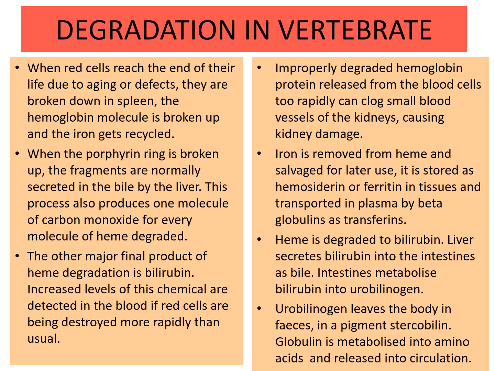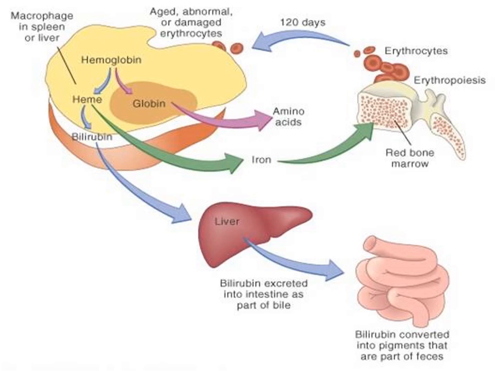So for the degradation of RBCs in vertebrates, there are various steps. We'll start with the bone marrow. In the bone marrow, erythropoiesis occurs. Erythrocytes are produced. These erythrocytes will travel for 120 days. For 120 days they carry oxygen and carbon dioxide from the lungs to the tissues and back to the lungs.